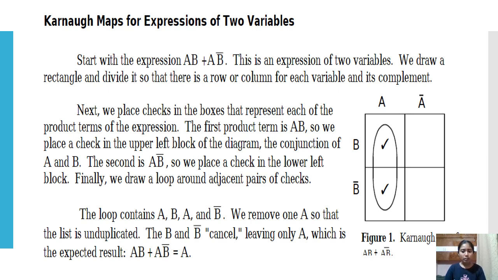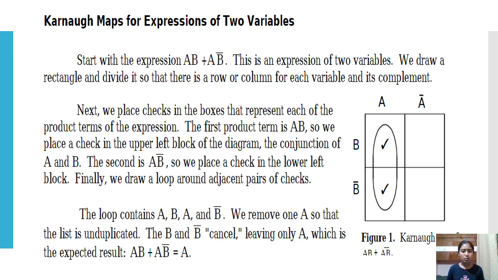The first product term is AB. Since the expression is AB plus AB bar, the first term is AB, so we place a check in the upper left block of the diagram, the conjunction of A and B. The second is A B bar, so we place a check in the lower left block.